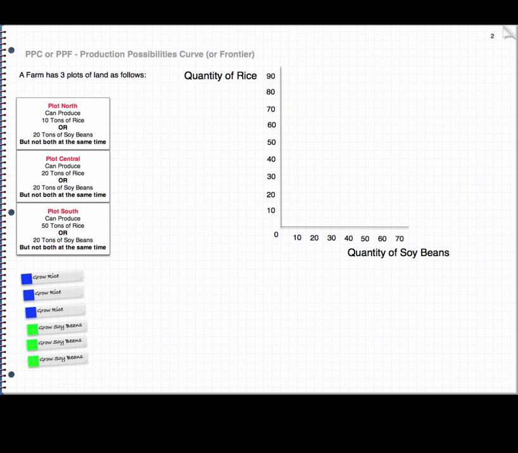Alright, hello everyone. I want to talk to you today about the production possibilities curve, or as some books call it, the production possibilities frontier. This also talks about the concepts of opportunity cost and marginal analysis.